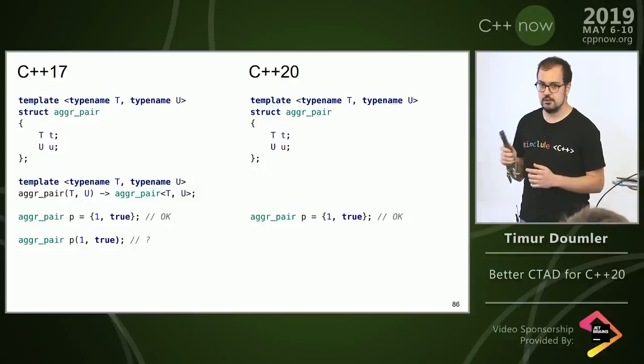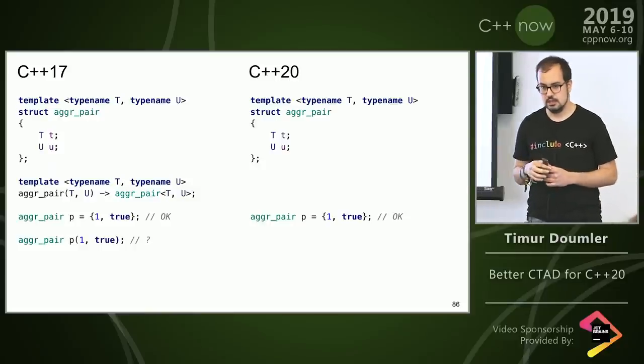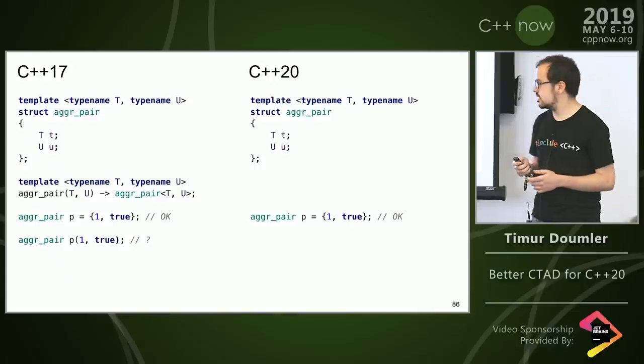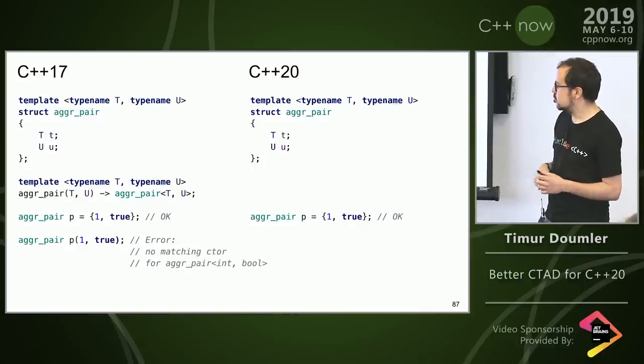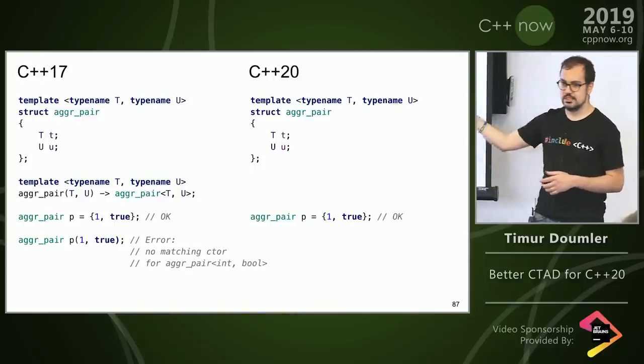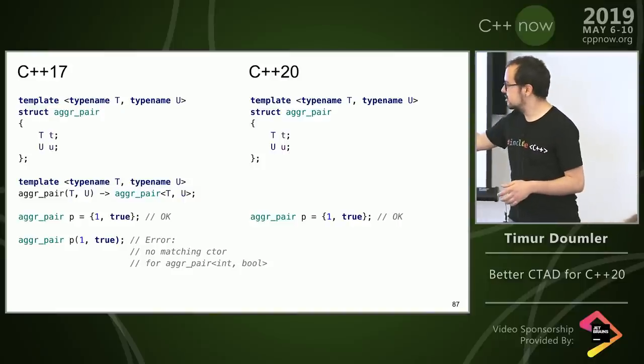It doesn't compile. OK, what's the error? No constructor with those parameters. Exactly. So the error would be, no matching constructor for aggregate pair in bool. So CTAD would succeed, right? Remember.